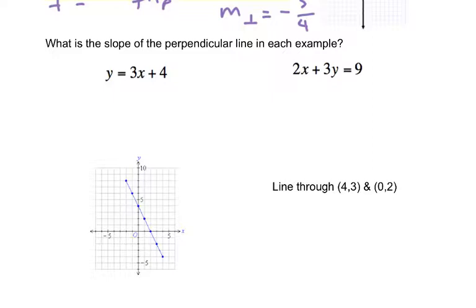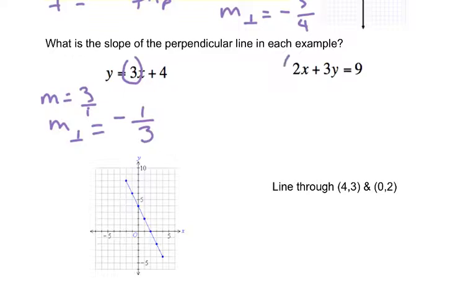This one says, what is the slope of the perpendicular line for each example? So our initial line in this one has a slope of 3. Our perpendicular line has to be the opposite reciprocal. So opposite sign will be negative, and then the reciprocal of 3, if you think of it as 3/1, would be 1/3. Now be careful, because if it is not in slope-intercept form, we have to convert it to that in order to find the slope.